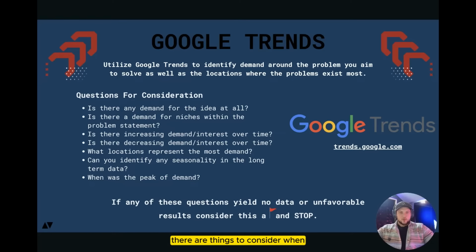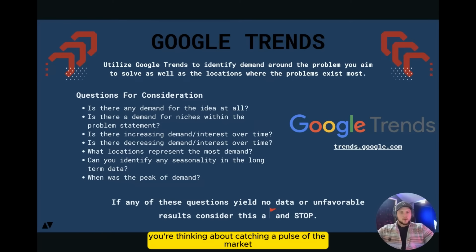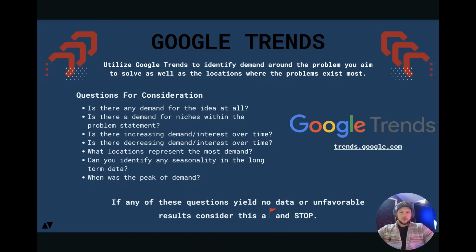There are things to consider when utilizing Google Trends when you're thinking about catching a pulse of the market. First of all, is there any idea that exists within this market that currently has demand? Demand should be the signal as to whether you should go ahead and create this product in the first place.